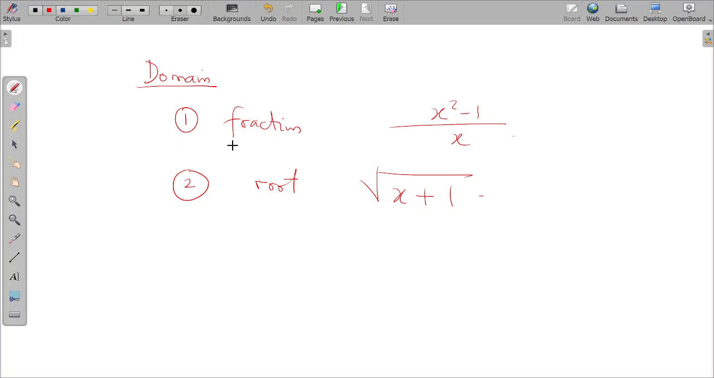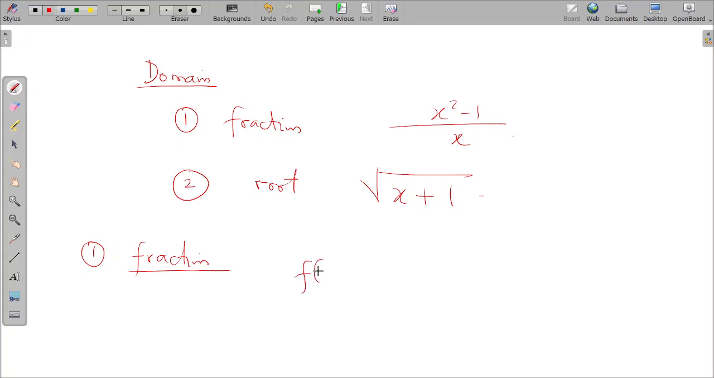In number one, when we have a fraction, don't forget that we don't want the denominator to be 0. So whenever you want to find a domain and we have a rational function, you must make sure to find where the denominator will be 0 and to avoid it.